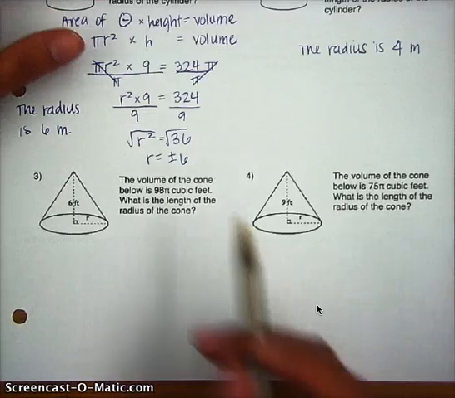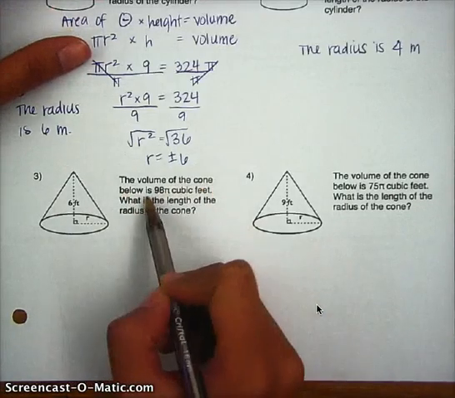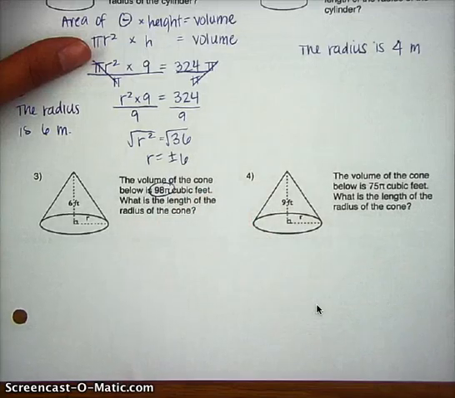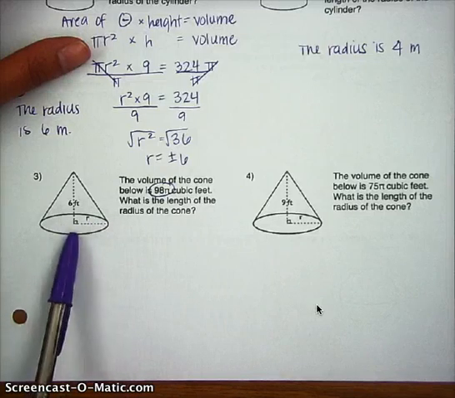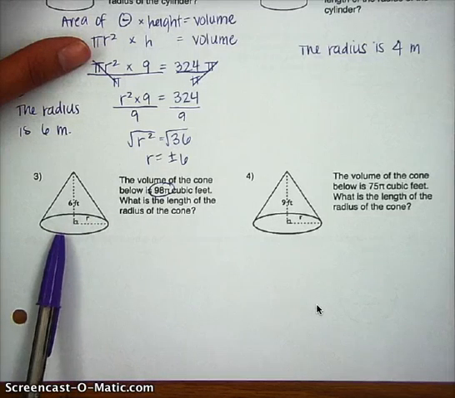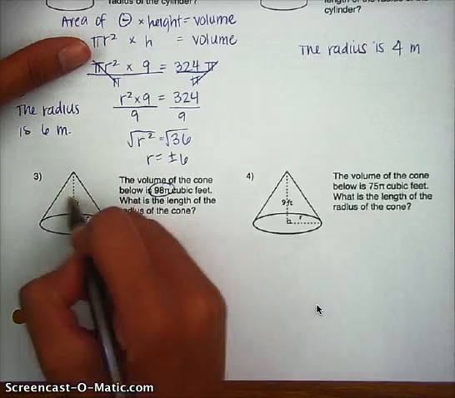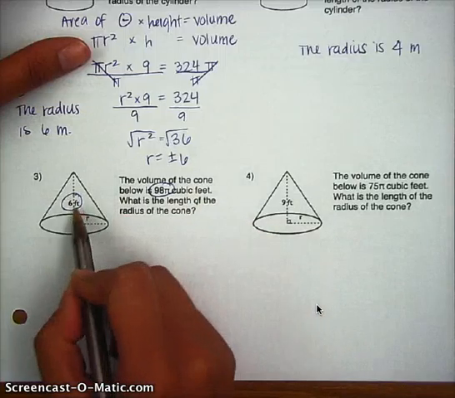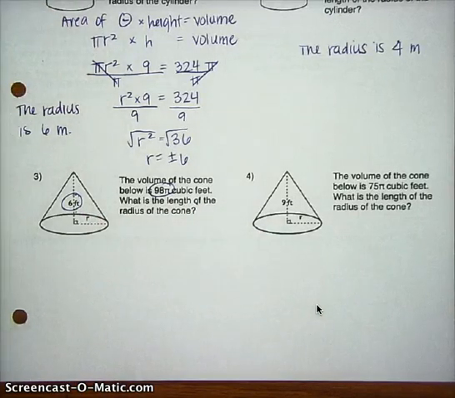For our next example, it says the volume of the cone is 98π cubic feet. What is the length of the radius of the cone? So what you're going to notice is this diagram includes one other piece of information. It gave us the height as 6 feet. That wasn't included in the instructions, however, it did provide it in the picture that they gave us.